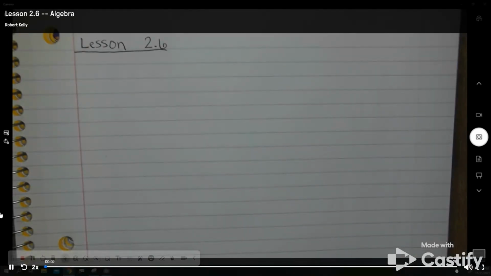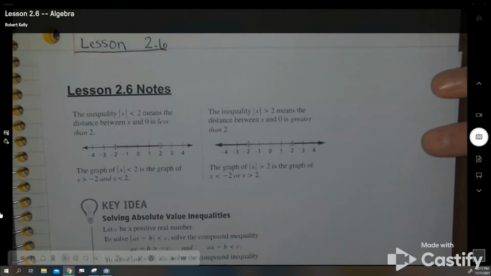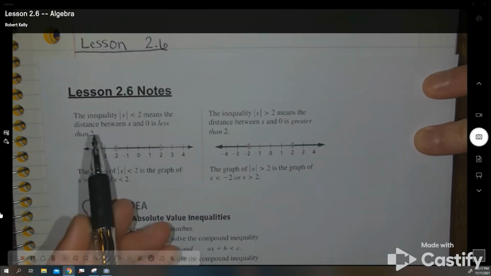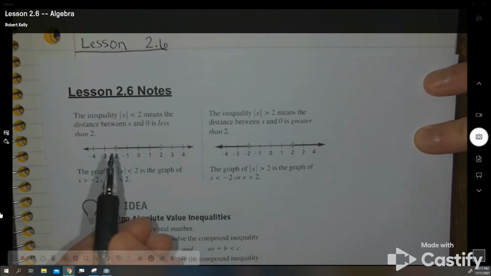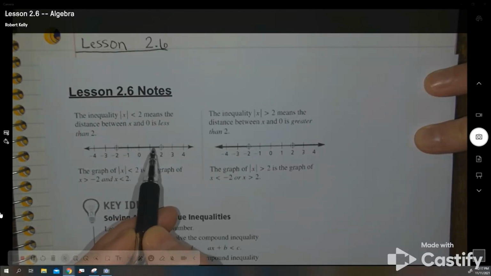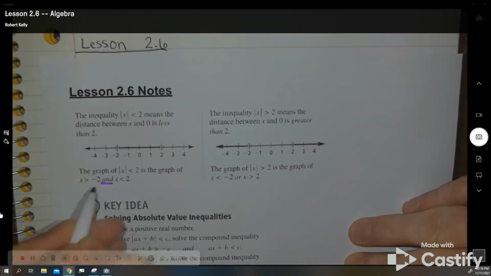This is lesson 2.6. In lesson 2.6, we're going to be talking about absolute value inequalities. And basically, we're still talking absolute value, so it is about the distance that something is away from 0. So the absolute value of x is less than 2, means that the distance between 0 and x is less than 2. So it could be 1, right? It could be 1.5, but it's less than 2 for that. So this is a graph of the and inequality here.